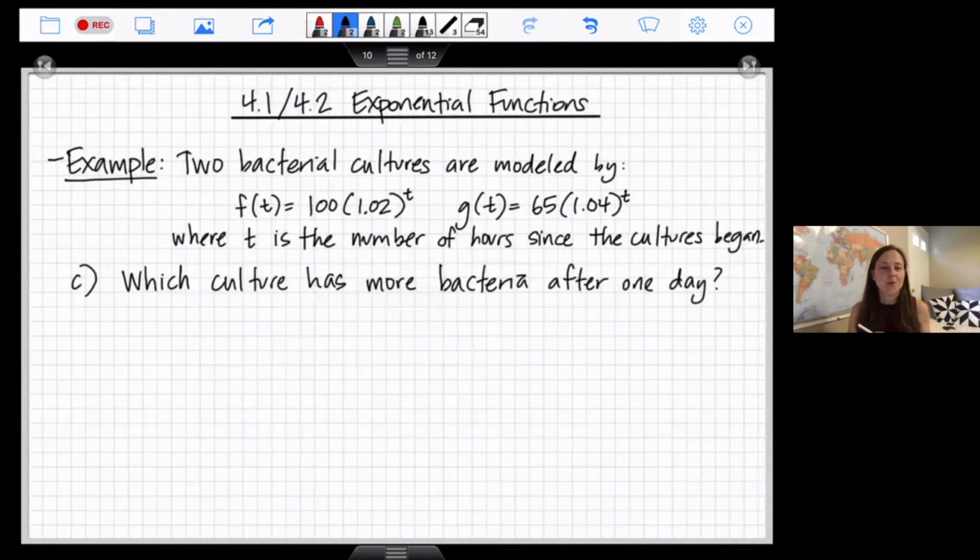Third question, which culture has more bacteria after 1 day? All right, so after 1 day, our function is measured in hours, so I need to be careful here that I just need the formula to tell me how many bacteria it has after 1 day. I need to plug in 24 hours. So we're going to find f of 24, and I'm going to find g of 24.